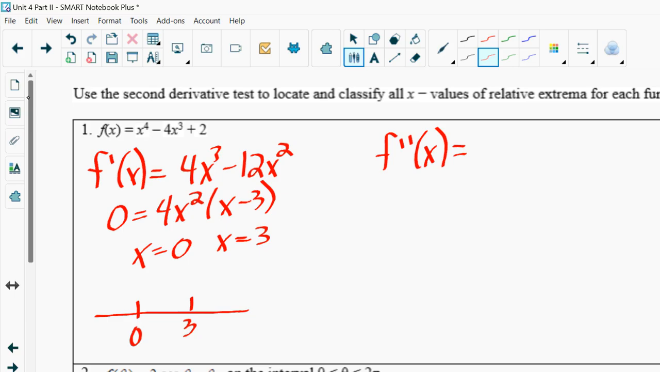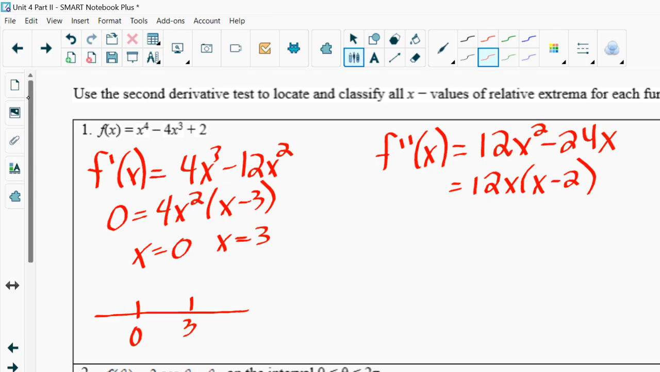This isn't a bad second derivative. If I take the derivative of that, I would get 12x squared minus 24x. You with me on that? We don't have to factor this, we're just trying to figure out if we get positive or negative numbers. But if it helps you, you could factor out a 12x from that, and you'd have x minus 2. We are not setting this equal to 0, because that's to find inflection points.